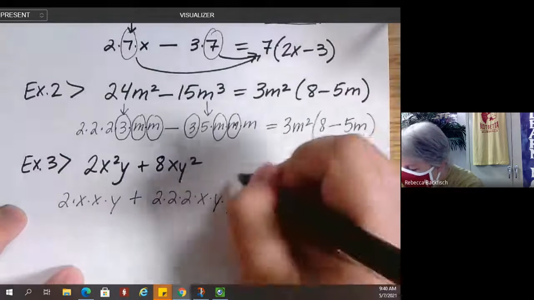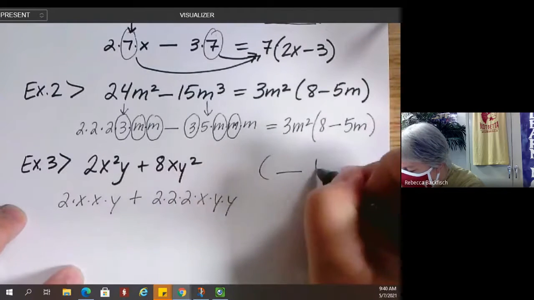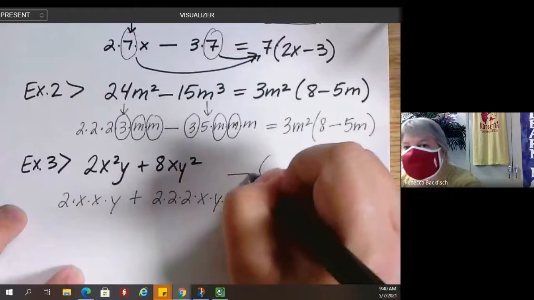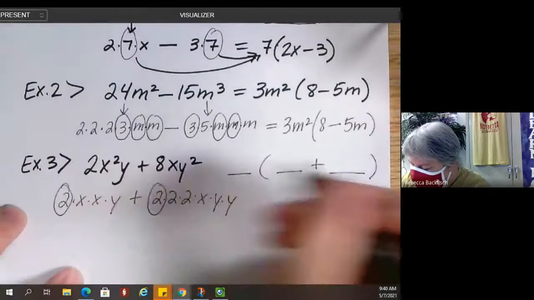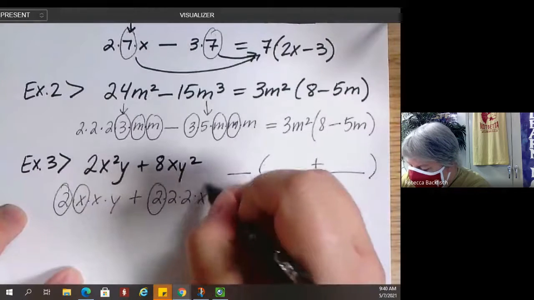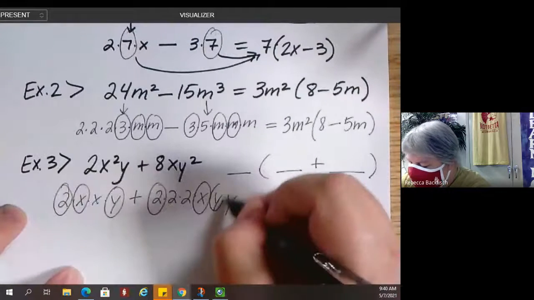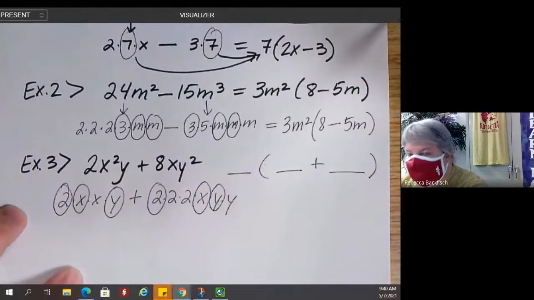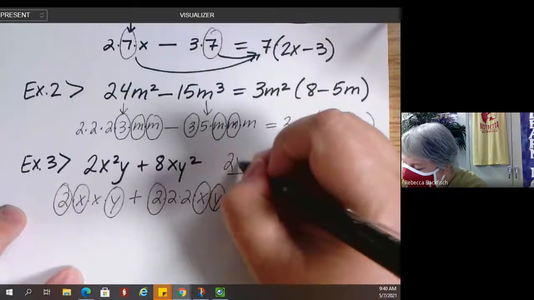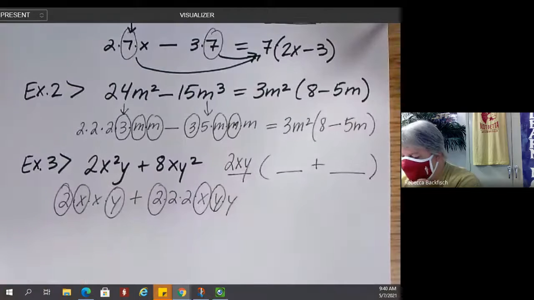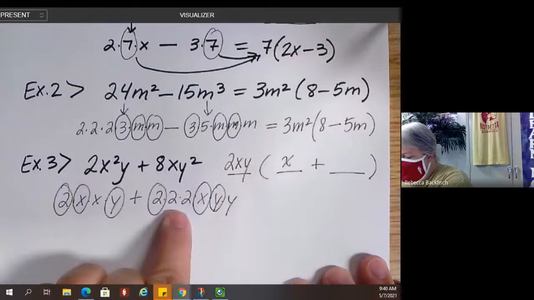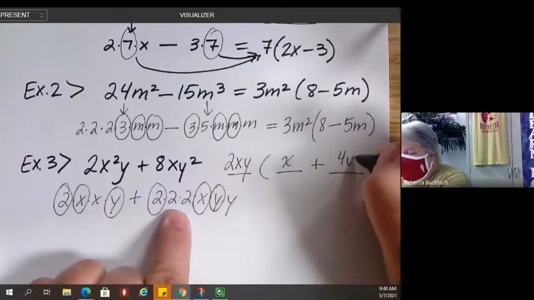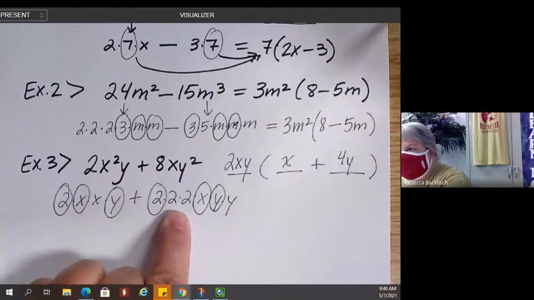So I know I'm going to have two terms with a plus between them and something out front. The something out front, 2x, that's my common factor. 2xy is in both of them. And when I take out the 2xy, what's left here is an x plus 2 times 2 times y. That's 4y. So that's my answer.